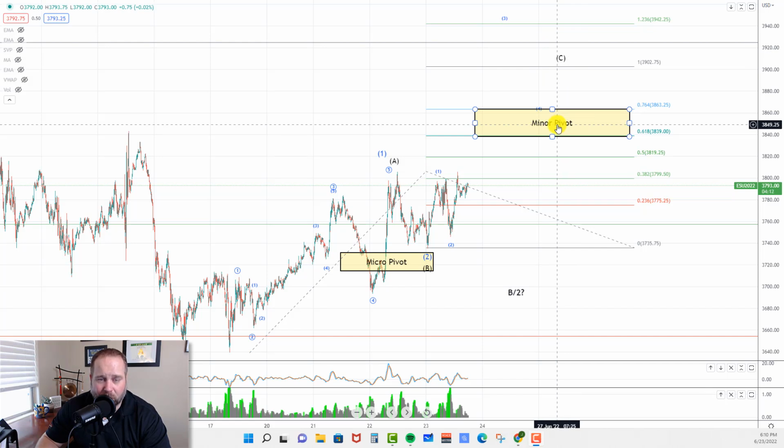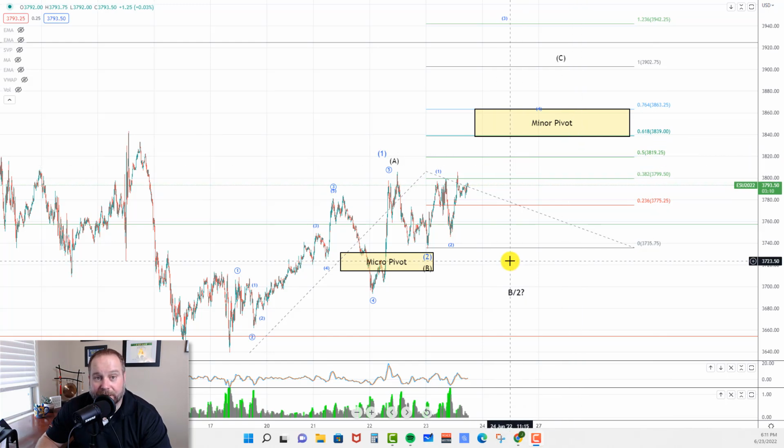Whether it's an ABC or a 1, 2, 3, we need them to break out higher through this pivot. And once they do, we need them to push up to at least the 1.0. And then whenever they pull back, they need to hold this pivot at 38.39. If they break below that, then it becomes much more likely we're headed lower from there.